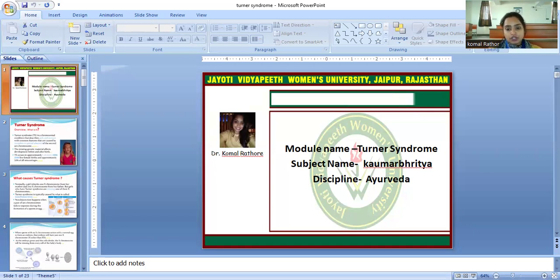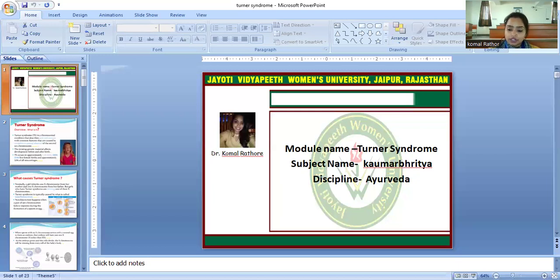Students, today's topic is about Turner syndrome. In this series on genetic disorders, firstly we will discuss Down syndrome, and then we will talk about Turner syndrome. So, start with this introduction.